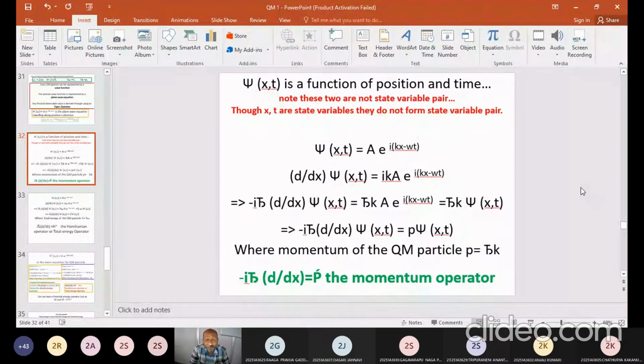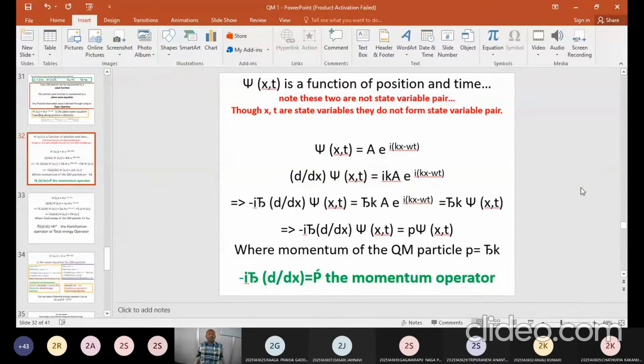So I take psi and differentiate it with respect to x. What I get is ik psi. So this is an eigen operation. But the problem is the eigenvalue is an imaginary value. Imaginary values do not represent anything physical. So I multiply both sides with minus i. The operator will be minus i d by dx of psi. This operation gives me k psi. So what is k? Propagation vector.